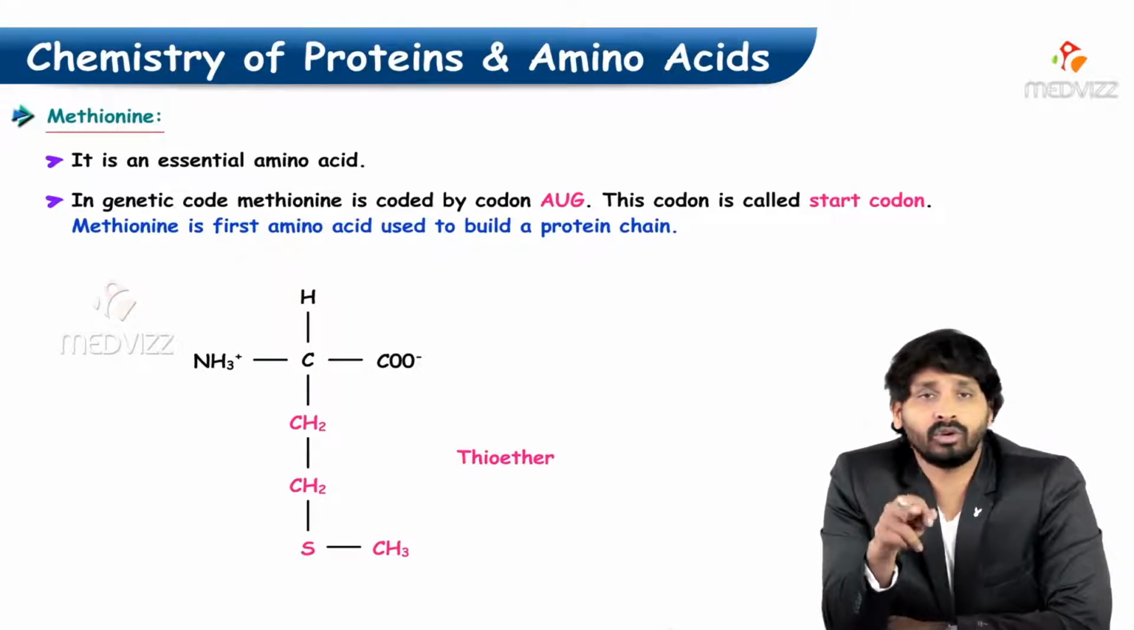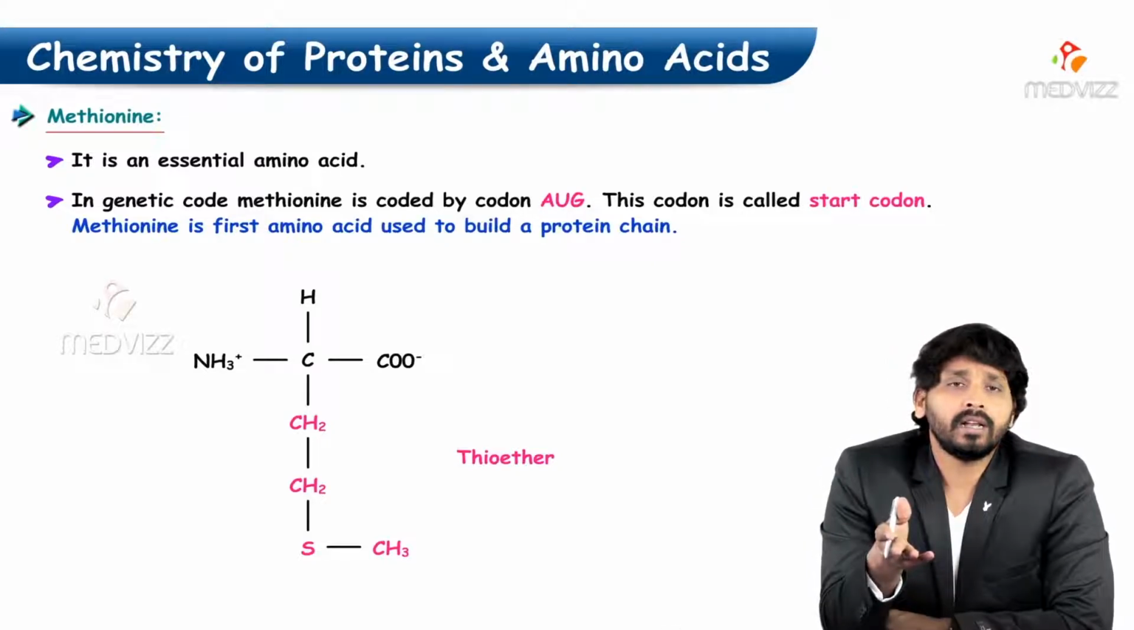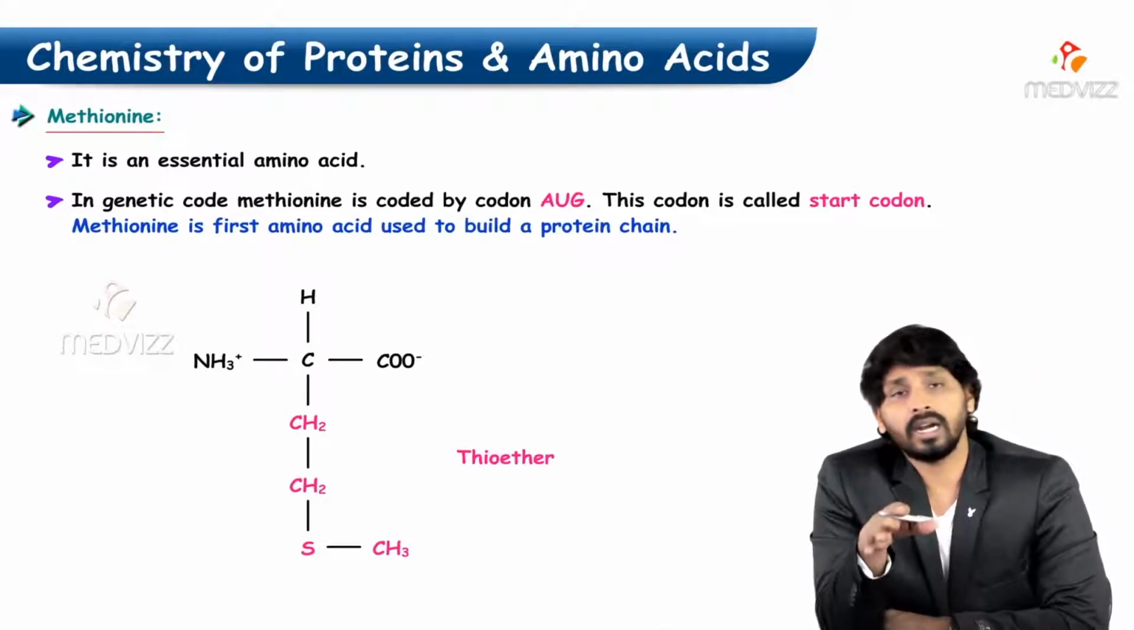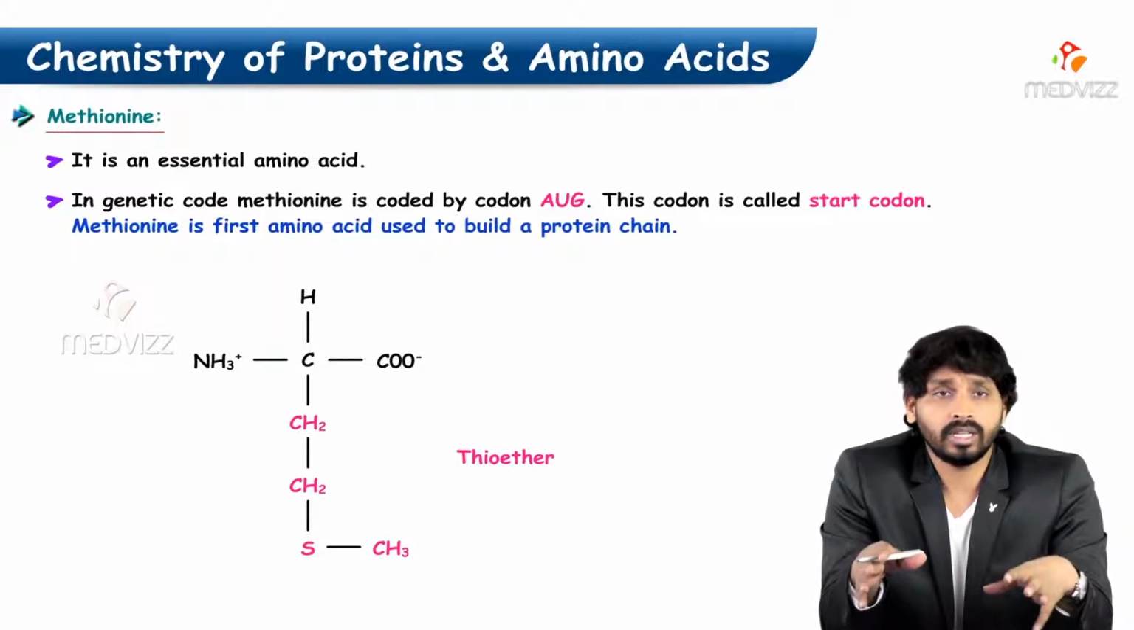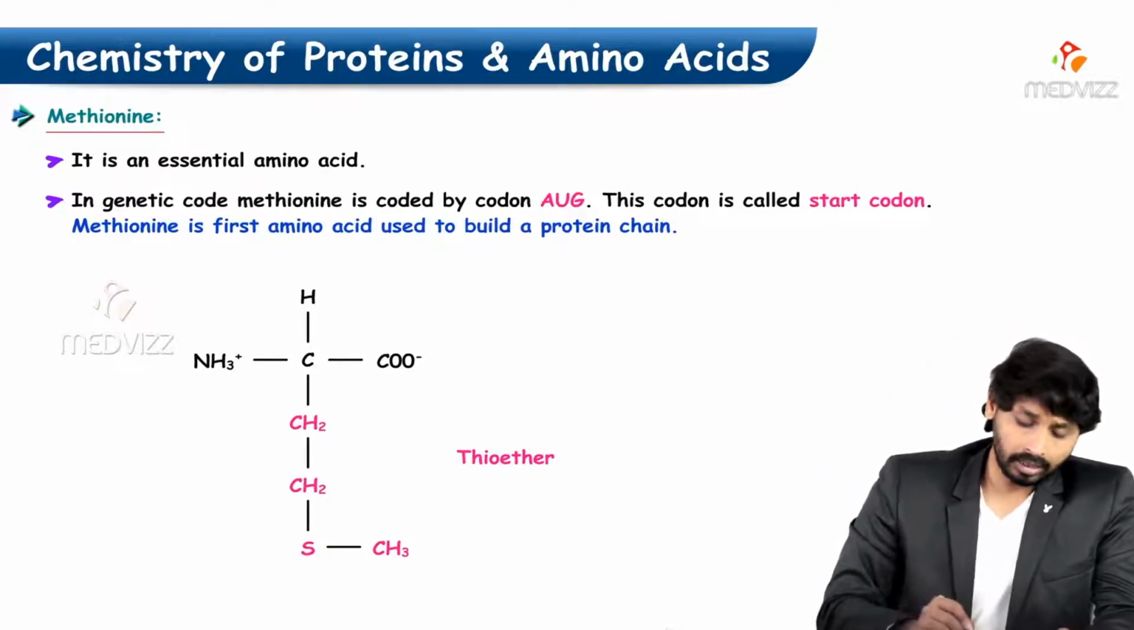Now coming to methionine. As I mentioned at the beginning with cysteine, cysteine is non-essential because if methionine is there, cysteine will automatically be synthesized. But methionine cannot be synthesized in the body. So that's why it is an essential amino acid.